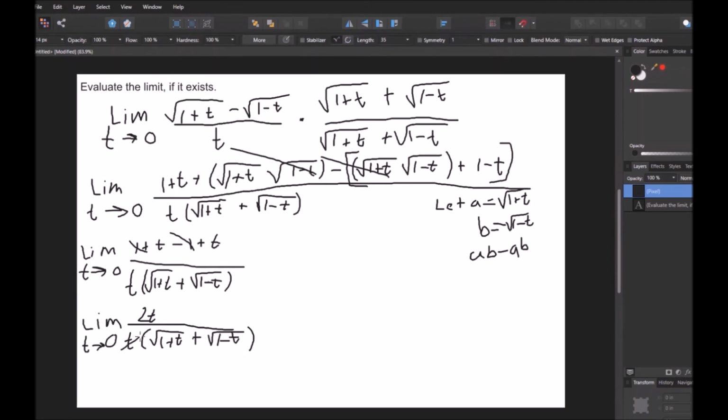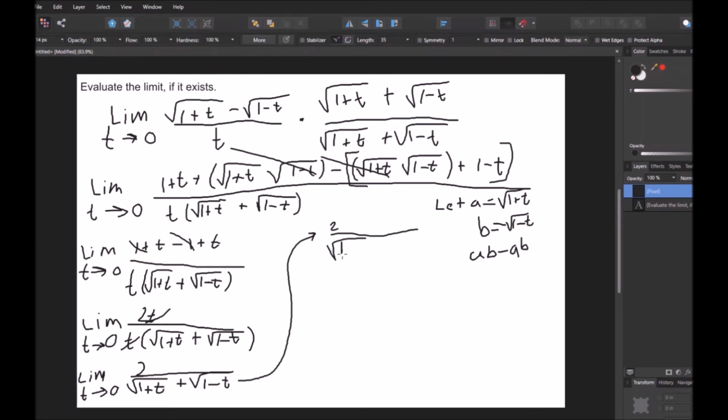And I can see now that these t's will cancel, giving me the limit as t approaches 0 of 2 over the square root of 1 plus t plus the square root of 1 minus t. Now I can go ahead and directly substitute in 0 for t. So I'm going to rewrite this as 2 over the square root of 1 plus 0 plus the square root of 1 minus 0.